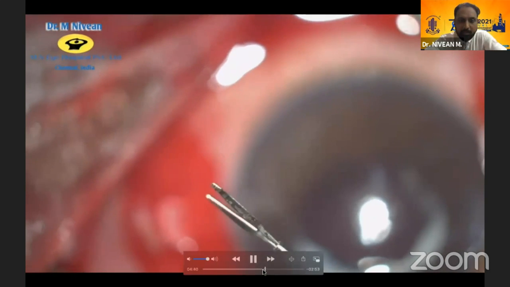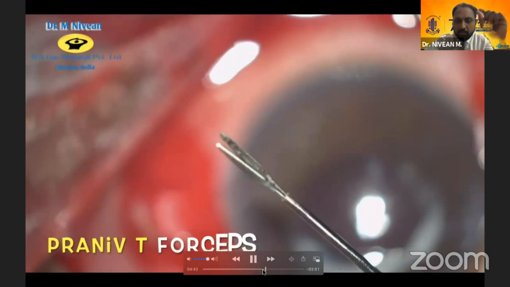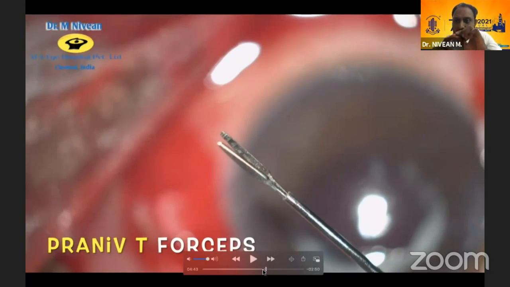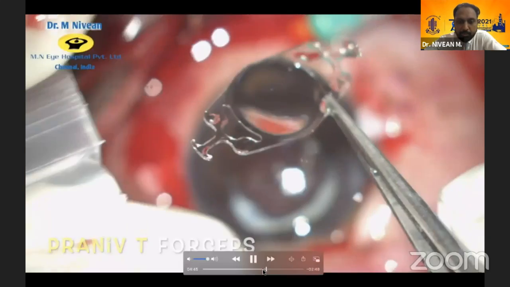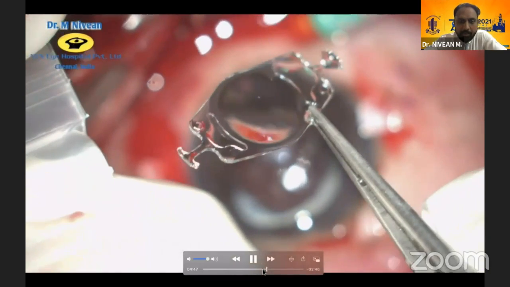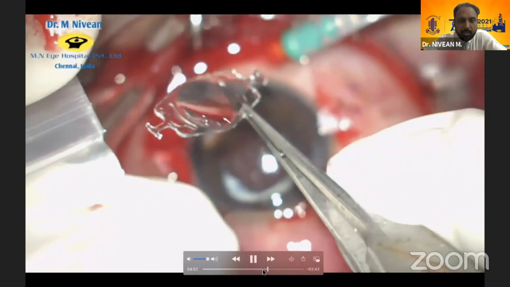And these are the Pranav forceps, T-flex forceps. As you can see, only the tip is broad. This helps in easily grasping only the head, whereas the other VR forceps sometimes, because of the sharp edge, can bite into the lens. So these are two specially designed forceps that come. As I've already mentioned about the loading of the lens, you can use any IOL cartridge.